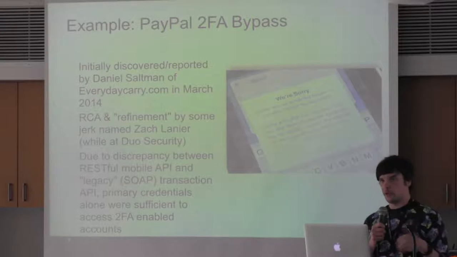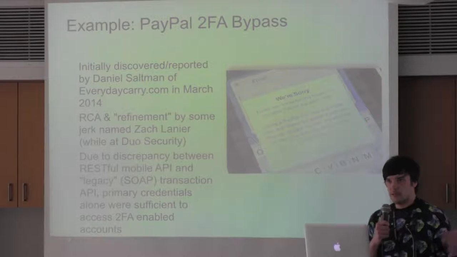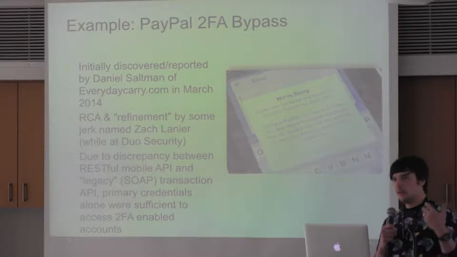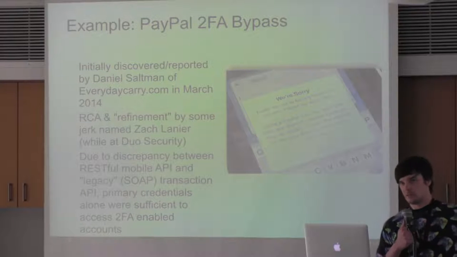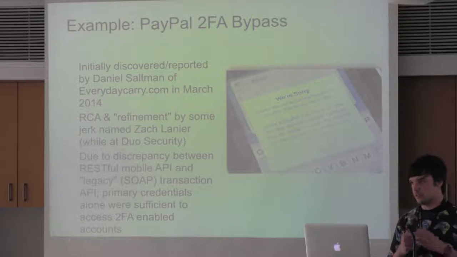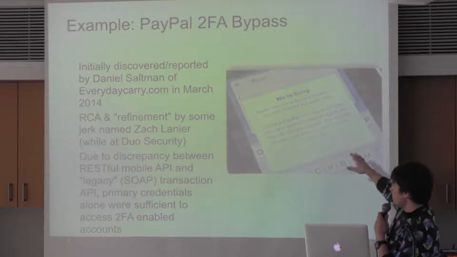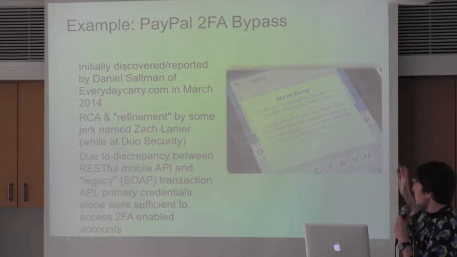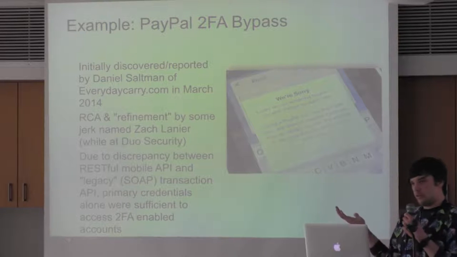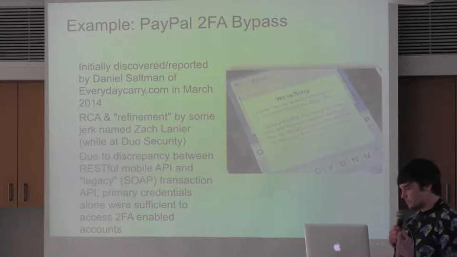You could basically just use primary credentials to conduct transactions. So even if it was a 2FA-enabled account, simply getting someone's username and password from one of the millions of dumps was sufficient to send all the money. Here you see the screenshot. If you tried to log in from the iOS app, you'd get the message, are you using a security key? Sorry, our app doesn't support that. It's funny how Dan actually found this.